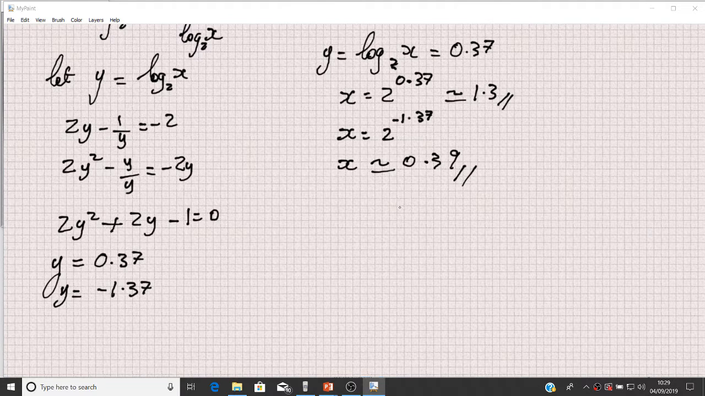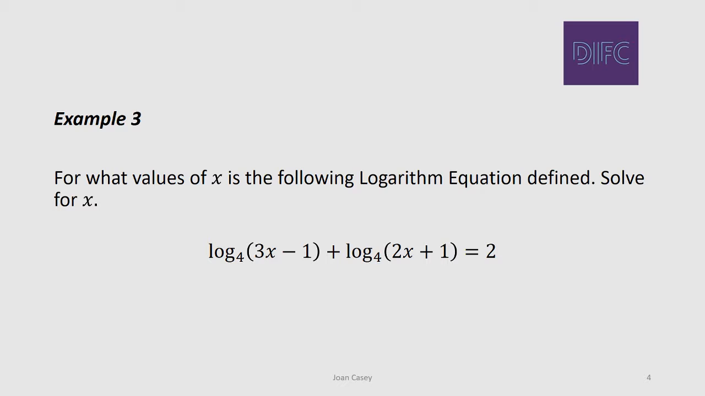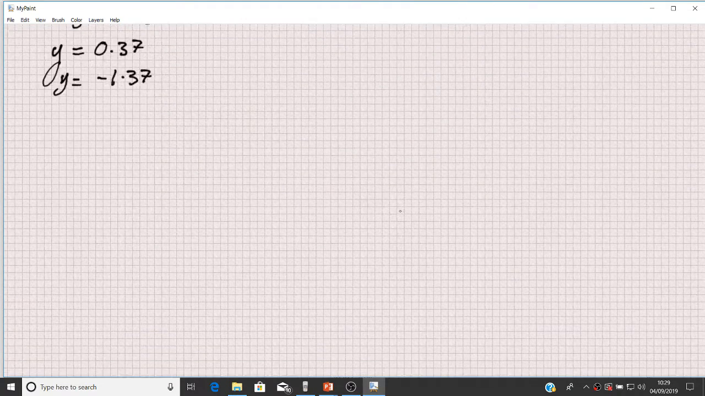Okay, let's look at the last example in this video, and the last example is: for what values of x is the following logarithm defined, and solve for x. So we have log base 4 of 3x minus 1 plus log base 4 of 2x plus 1 equals 2. So we'll just go across and take a look at that problem.